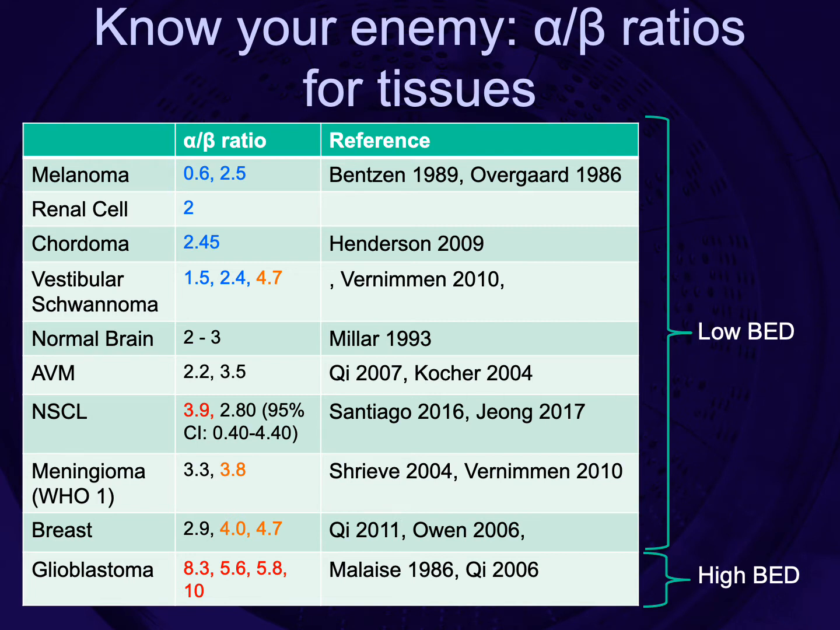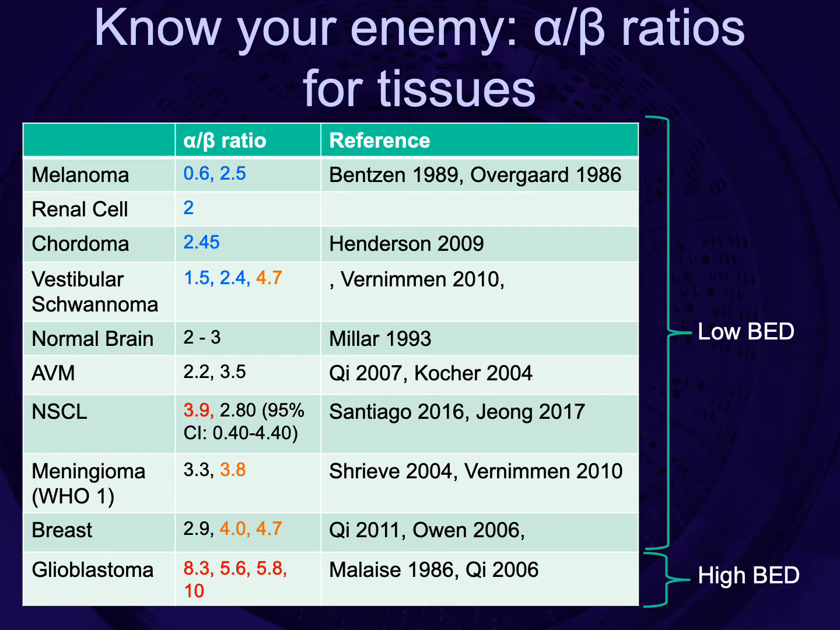Renal cell is around 2. Chordoma, 2.45. Vestibular schwannoma, there are various estimates, and calculating the alpha-beta ratio is extremely difficult to do. But you can see values of 1.5, 2.4, they're below what is considered the alpha-beta ratio for normal tissue, which is somewhere between 2 and 3. AVMs, two estimates are 2.2 and 3.5. Well, in a way, AVM is normal tissue. It's not neoplastic tissue.